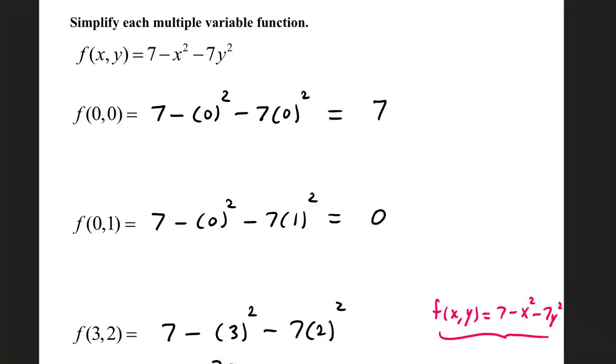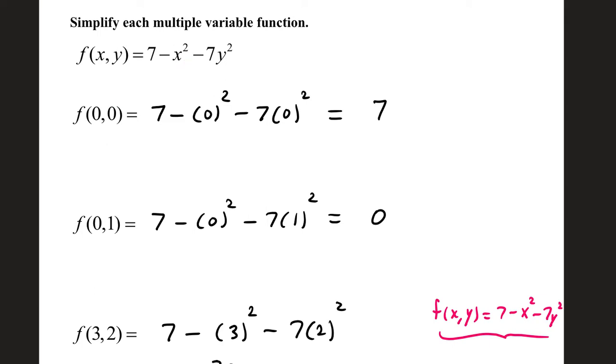Simplify each multiple variable function. We have a function defined with variables x and y as 7 minus x squared minus 7y squared. In our first evaluation, we are asked to substitute in 0 for both x and y.